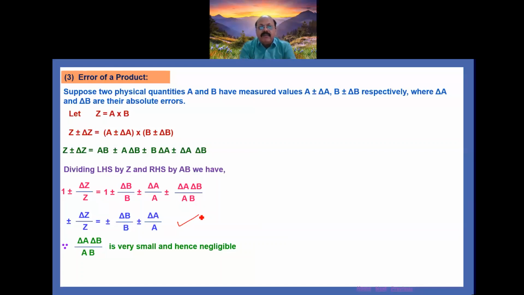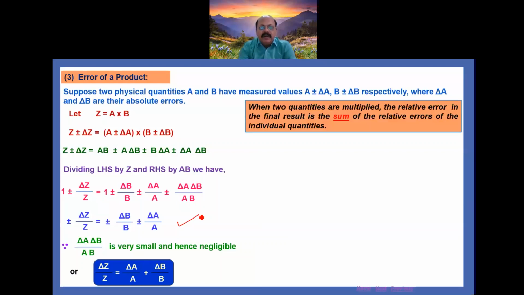Again you are getting the four possible values of random error, but the maximum possible random error in the result is delta Z upon Z equal to delta A upon A plus delta B upon B. So now the rule becomes: when two quantities are multiplied, the relative error in the final result is the sum of the relative errors of the individual quantities.